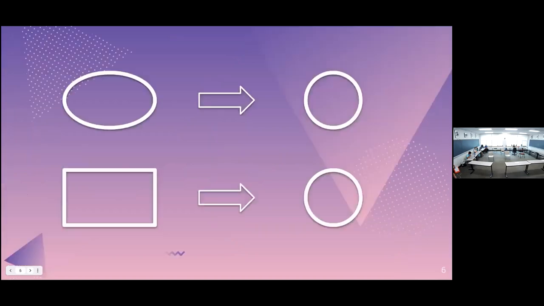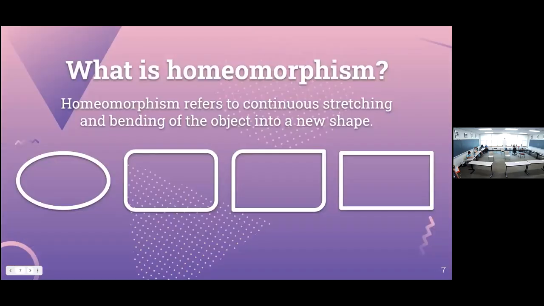Two objects are considered the same topologically if you can deform one into the other without tearing, cutting, gluing, or other violent actions. For example, a rectangle and an ellipse are both topologically the same as a circle and vice versa. Homeomorphism refers to the continuous stretching and bending of the object into a new shape. If we take an ellipse, we can continuously stretch and bend it to make it look like a rectangle. We don't have to break the shape in any way. Therefore, we say that an ellipse and a rectangle are homeomorphic to each other.